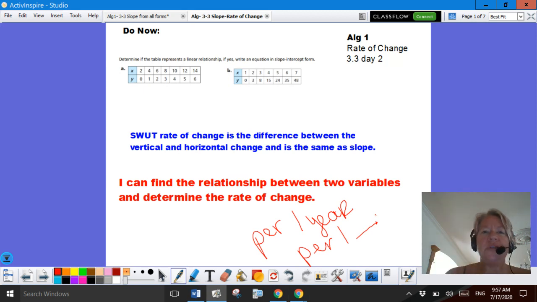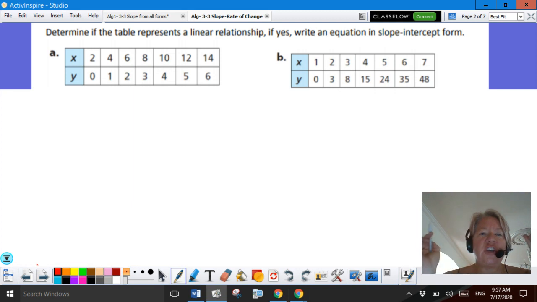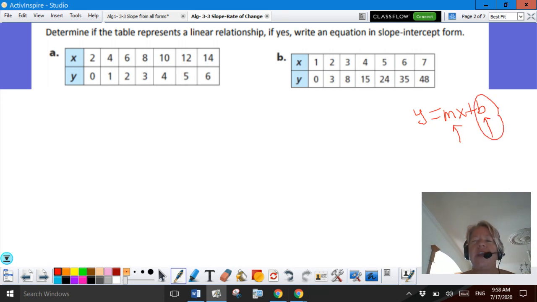So let's go ahead and start with just a quick review from yesterday. I want you to see if you can determine whether these tables are linear. And if they are, I want you to write the slope-intercept form. So that means I want y equals mx plus b. So find your slope. Find your y-intercept. This might be a little bit trickier. So I will catch up with you in a second. See if you can at least find your slopes.